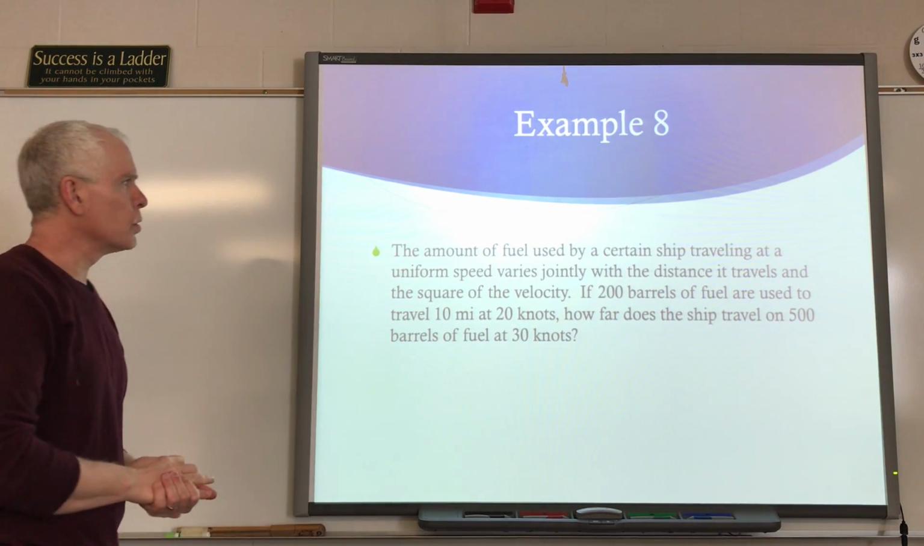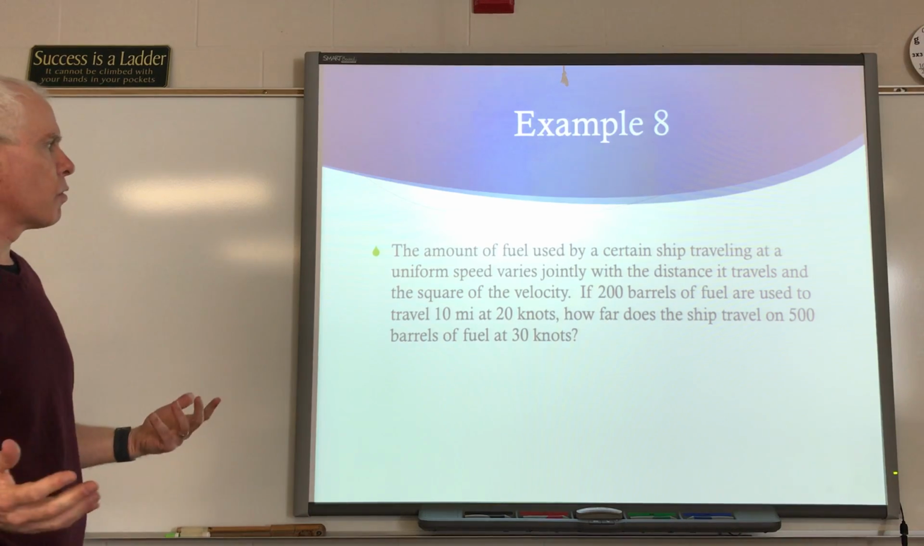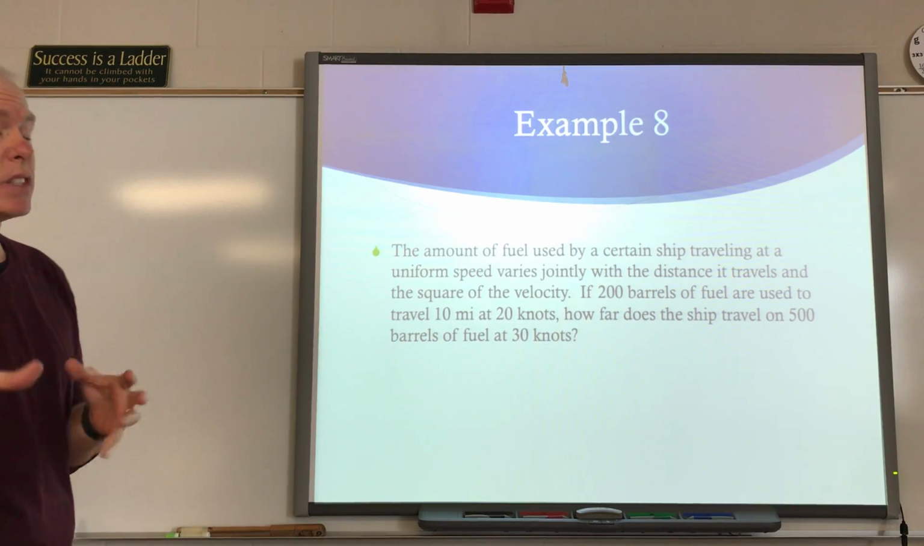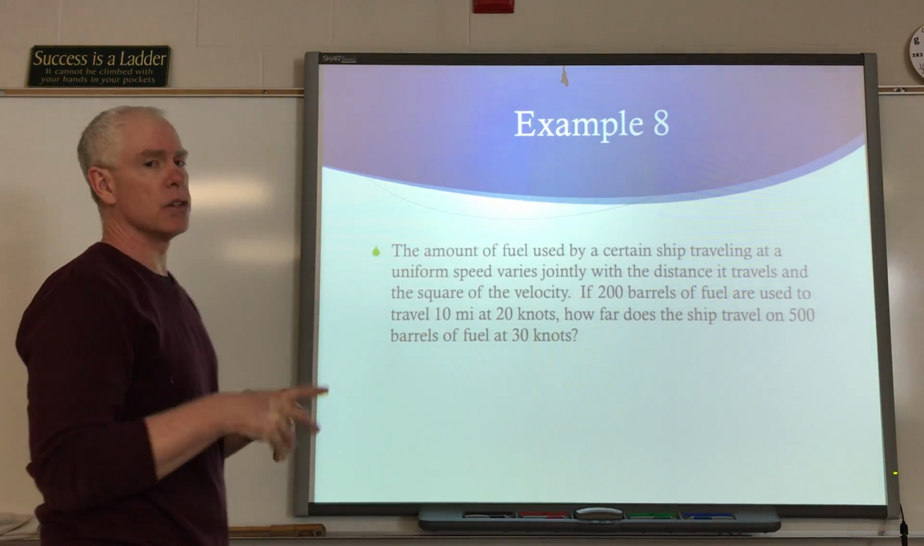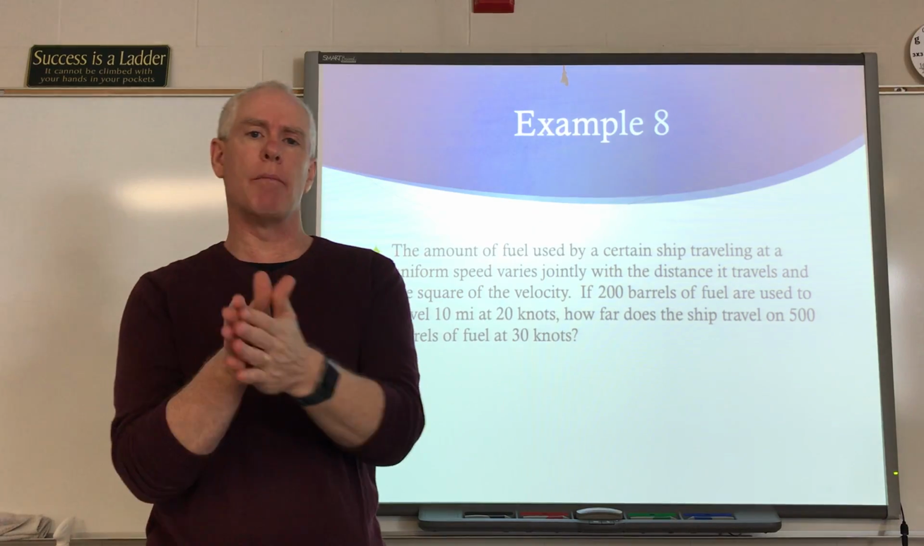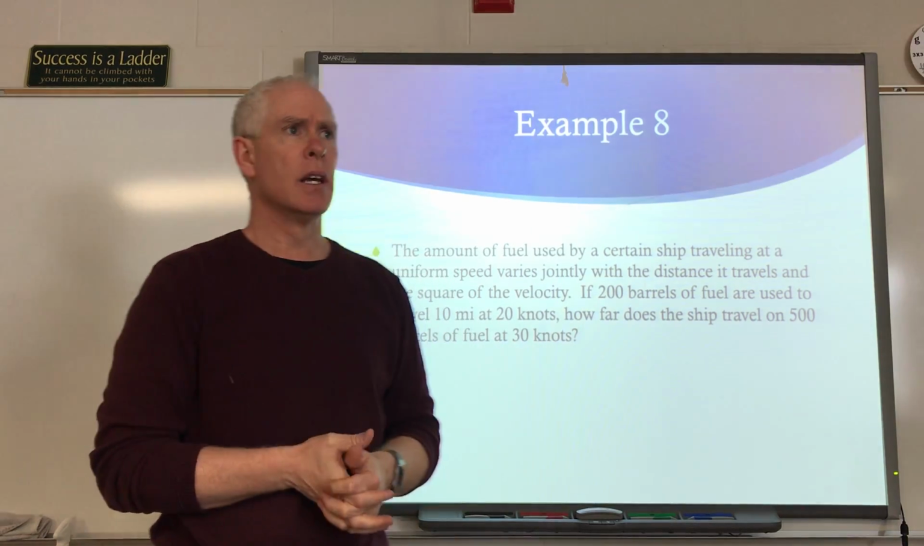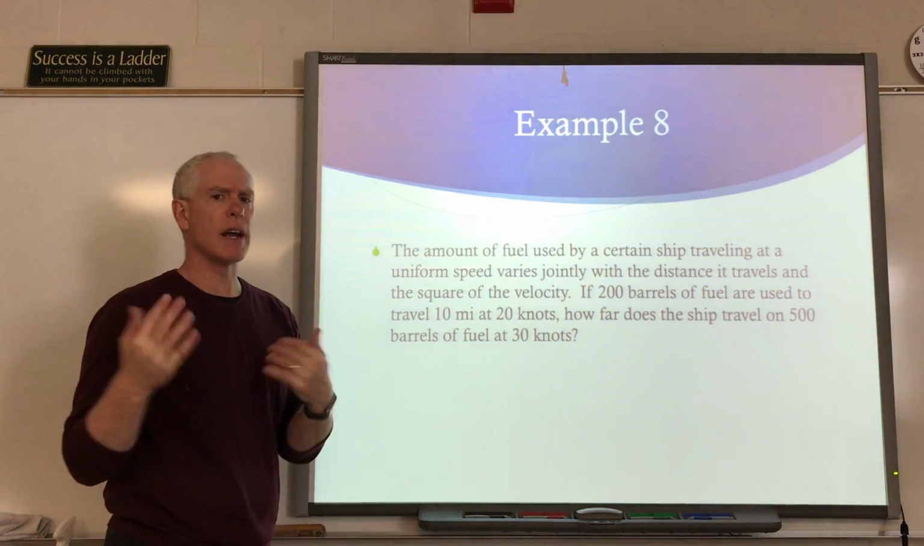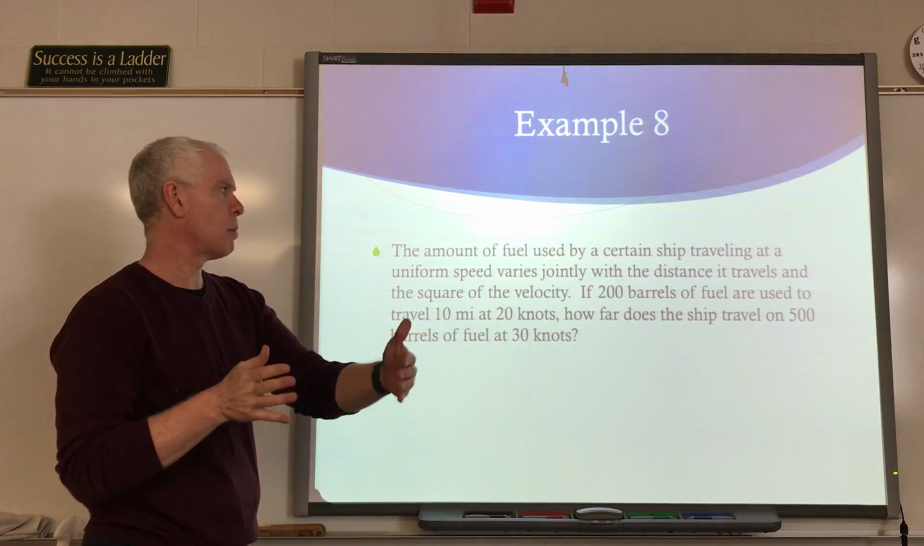All right, the amount of fuel used by a certain ship traveling at a uniform speed varies jointly. So we haven't talked about joint variation. It's a lot like direct variation, but we've got more variables. That's all it really boils down to. So we're not dividing here, we're multiplying by several variables.